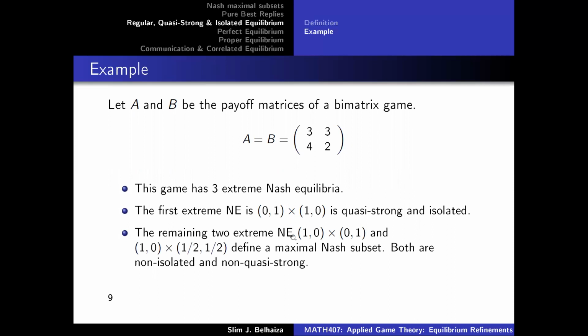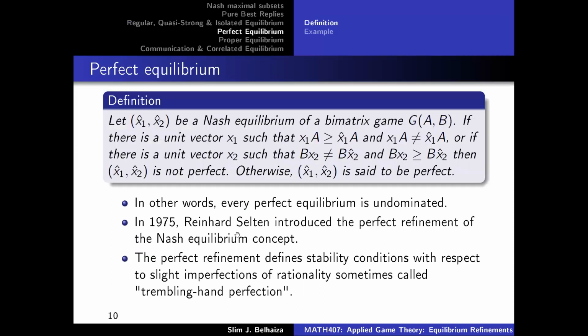The two remaining extreme equilibria, which are (1, 0), (0, 1) and (1, 0), (half, half), do define a maximal Nash subset because you see that they share the same X1. They are both non-isolated and non-quasi-strong. So you can see that one of the conditions of quasi-strong equilibrium fell down. Now we talk about what we call perfect equilibrium.